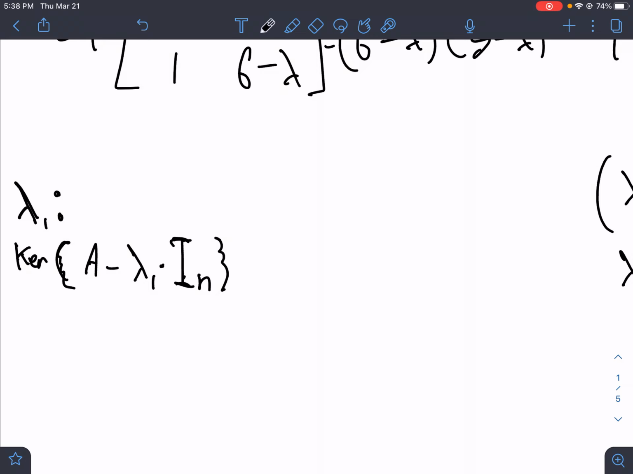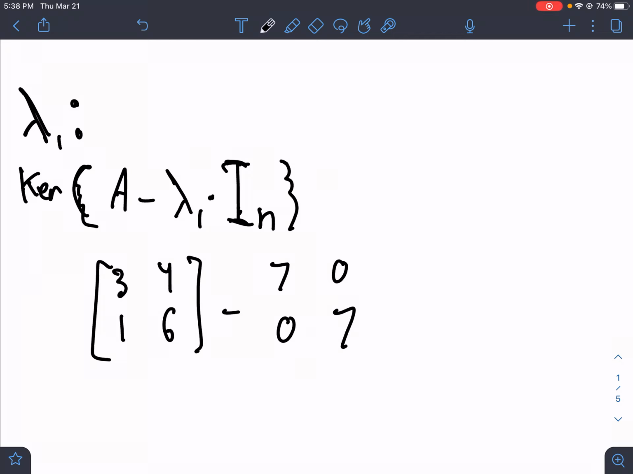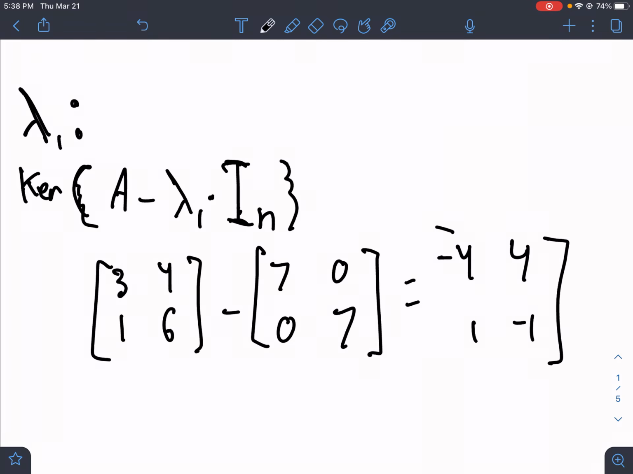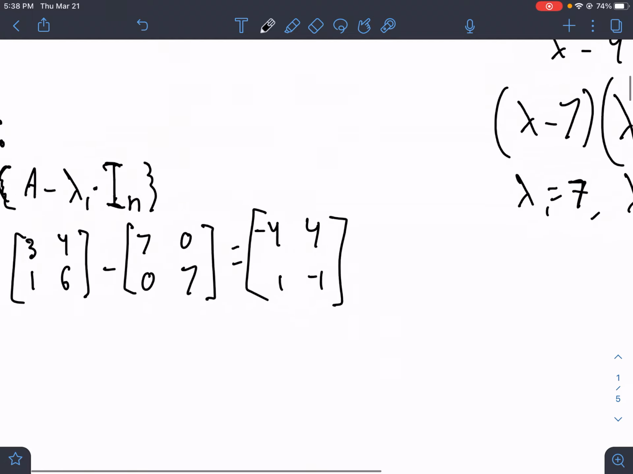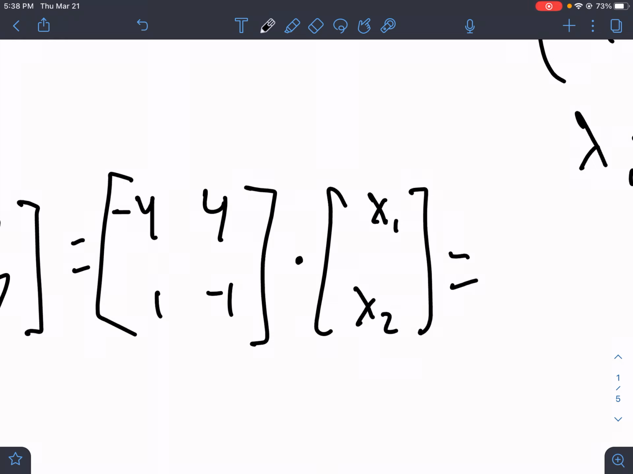Result in the 0 vector, specifically. So let's calculate this out. We get [3, 4; 1, 6], which is our original A, minus [7, 0; 0, 7]. And this gives us [-4, 4; 1, -1]. And because we're trying to find the kernel, we can envision that we're multiplying this by some vector x1, x2, which gives us the 0 vector.